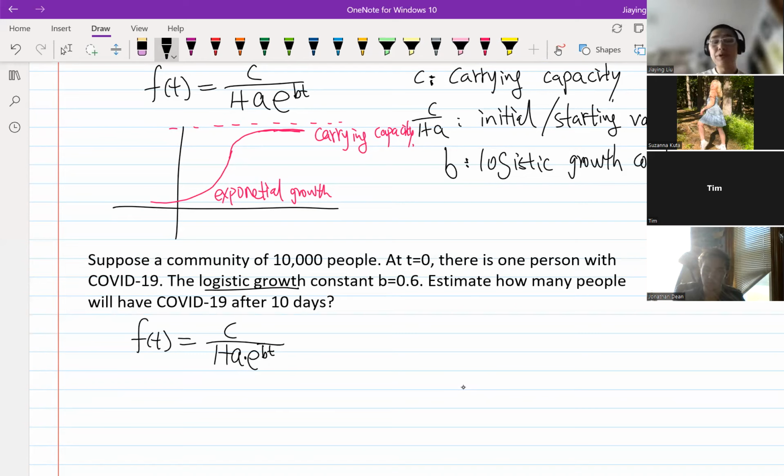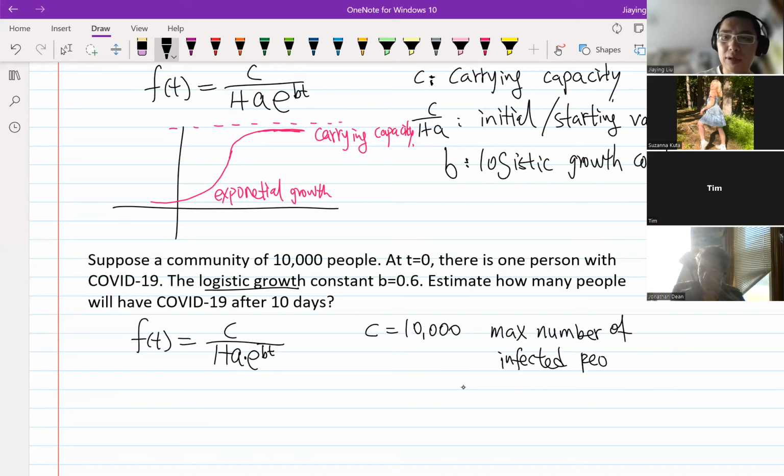So in the example given, it says a community has 10,000 people. So we know that no matter how quickly the virus spreads, it's not going to reach more than 10,000 people, right? Because that's the maximum number of people that could be infected. So the carrying capacity, C, is equal to 10,000. So that's the max number of infected people. It cannot reach above that. So this is the carrying capacity.